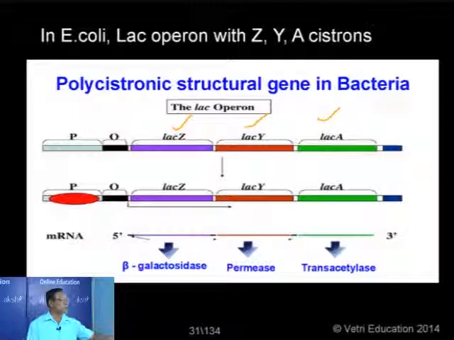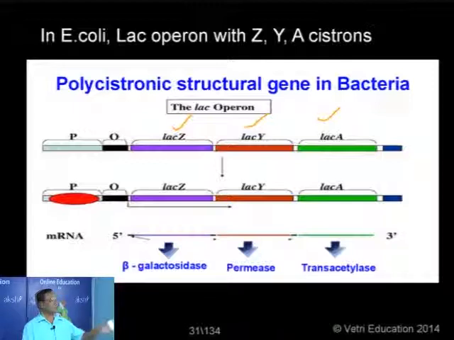Now they are being transcribed into mRNA. Now this is the mRNA. We have the 3 cistrons being transcribed, and each one is responsible for the synthesis of a particular enzyme. Here Z is responsible for the synthesis of the enzyme beta galactosidase, Y for permease, and A for transacetylase. I mentioned already, if you have a polycistronic gene, the proteins have related functions. Now all these 3 enzymes are taking part in one function, nothing but the metabolism of lactose sugar.